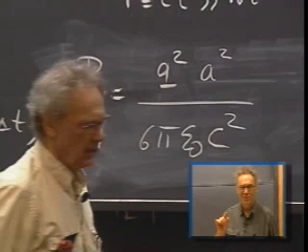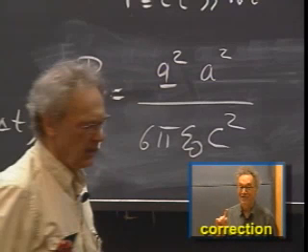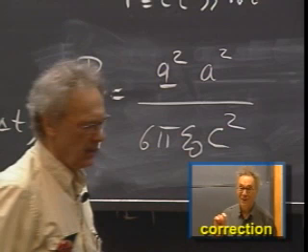Uh-oh. Did you see my hesitation? I finally arrived at c squared, but it really is c to the power 3. So the downstairs is not c squared, but is c to the power 3. Sorry for that.